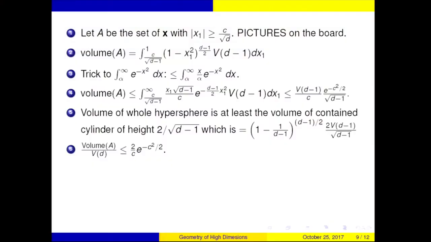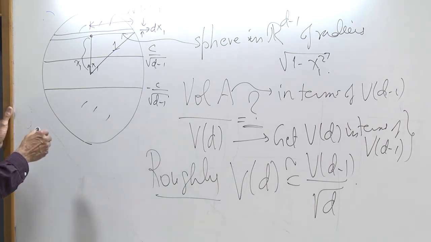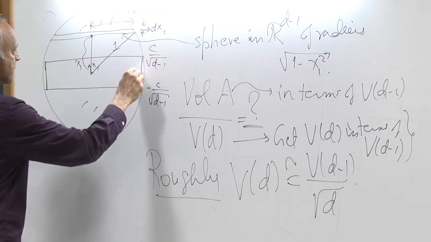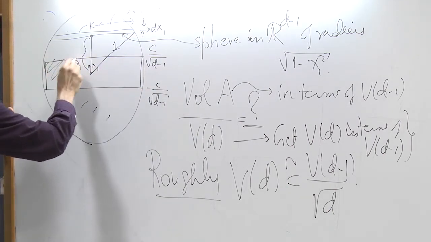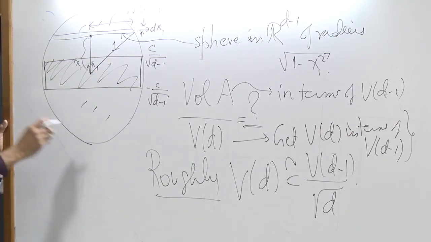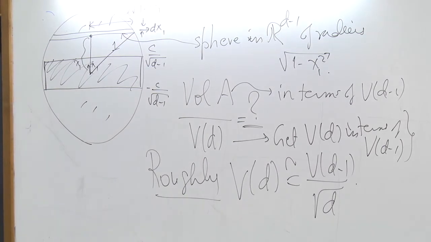So here's the proof. The volume of the hypersphere, that's V(d), is at least the volume of the cylinder of this height contained in there. So it's the volume of this kind of cylinder. So I'm going to take that volume as a lower bound on the volume of the whole thing. Again, there are a few more steps in the notes. If you don't agree with something, you can ask me.